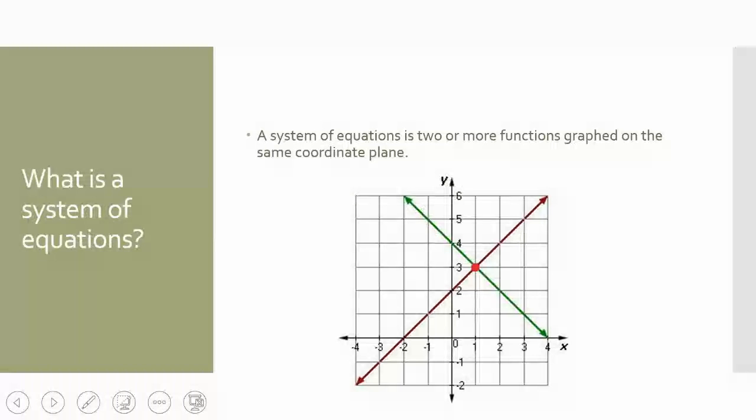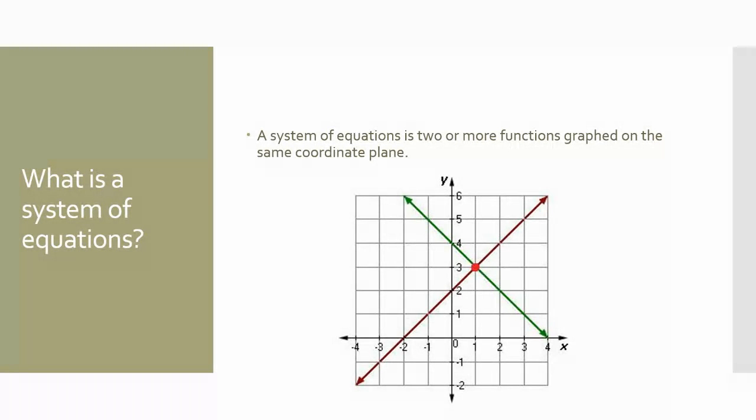So, what exactly is a system of equations? It is two or more functions graphed on the same coordinate plane. And I use the word functions kind of loosely because they're not always functions. But just to give you an idea, it doesn't have to just be lines. Okay, so this one that we're showing here, we've got two lines graphed on the same coordinate plane.